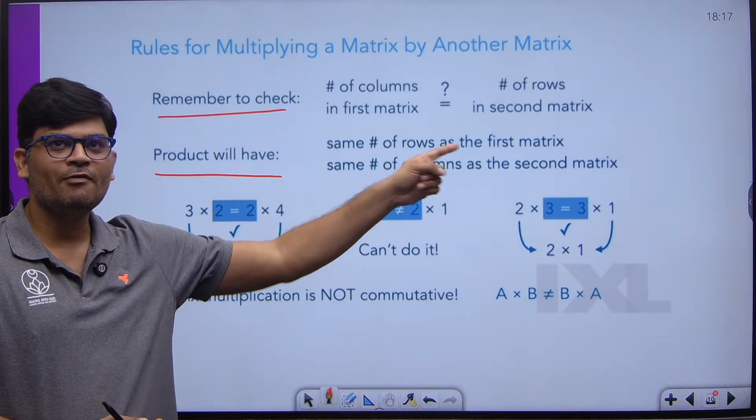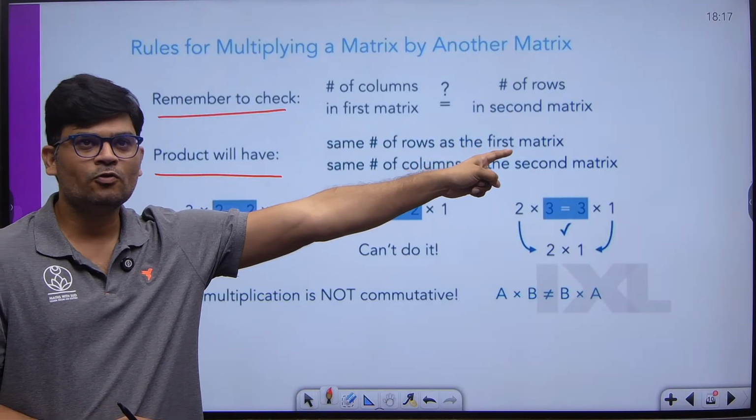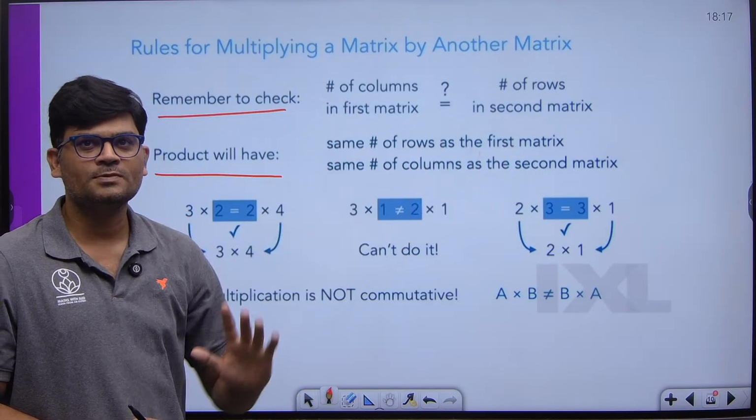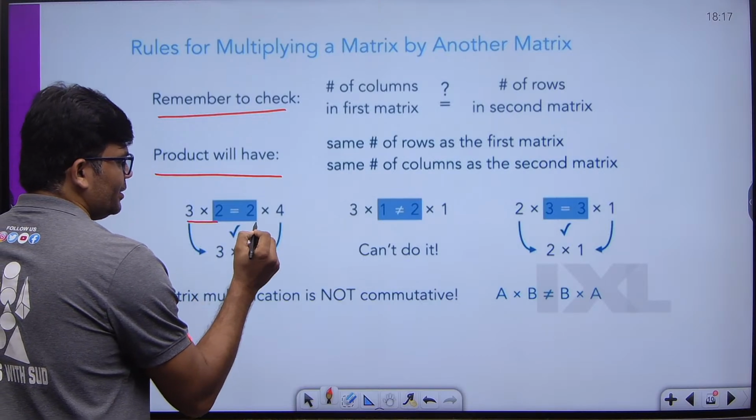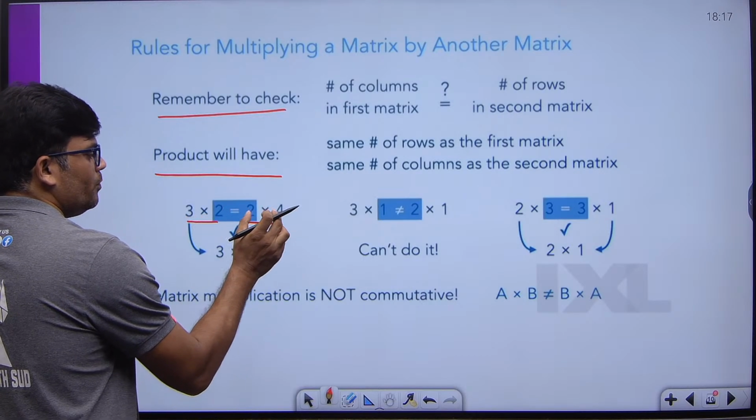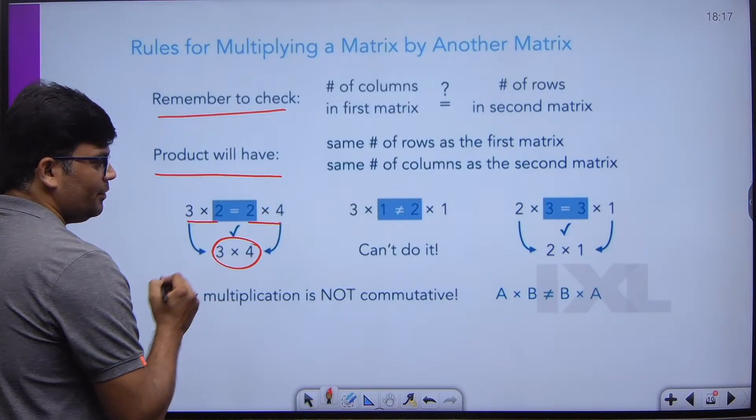So product will have how many rows? The same number of rows as the first matrix and the same number of columns as the second matrix. And how you can write it? You can write in the same way, this way. So 3 by 2, 2 by 4. So the resultant will be 3 by 4.